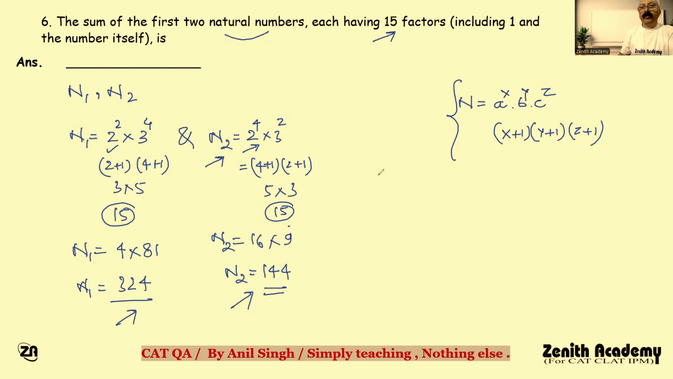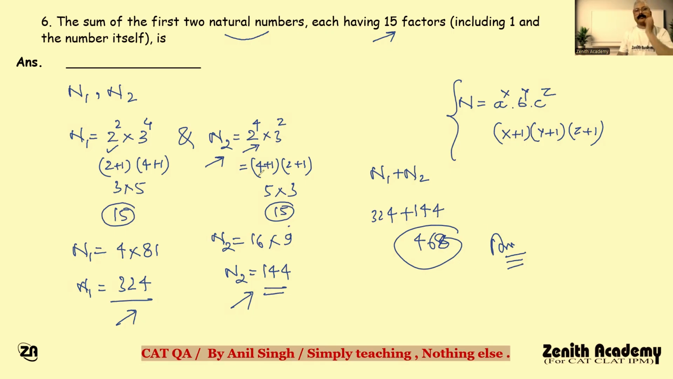And in this question, we have to find the sum of these two natural numbers, that is 144 and 324. The answer is 468.